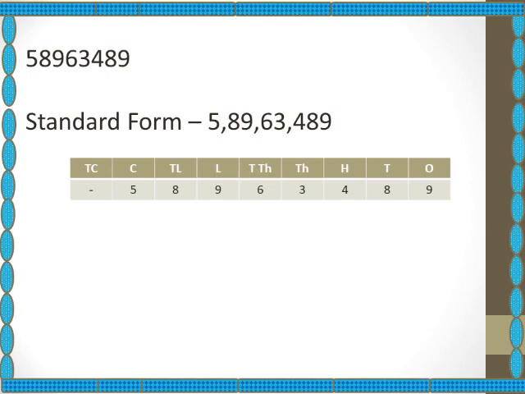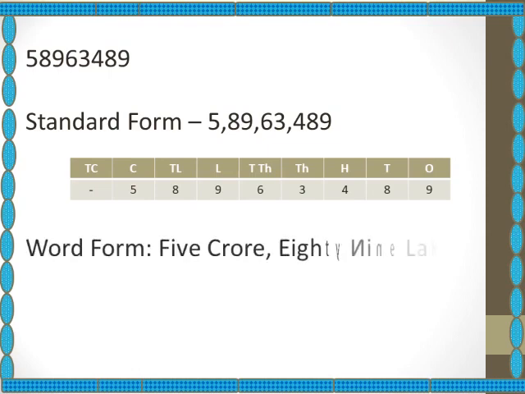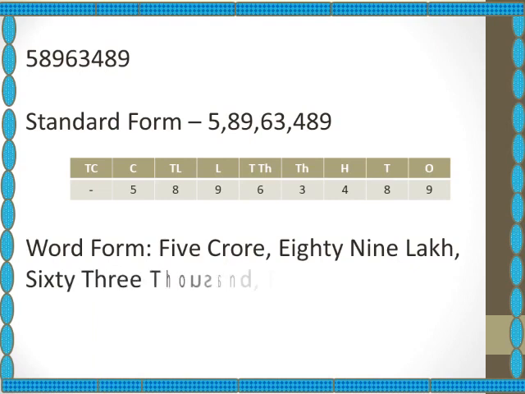How do you read this number? The best way to read this number is to write the places on top of each digit. On top of 9 you will write ones, on top of 8 you will write tens, on top of 4 you will write hundreds, on top of 3 you will write thousands, on top of 6 you will write 10,000, on top of 9 you will write lakh, on top of 8 you will write 10 lakh, on top of 5 you will write crore. So then it will be easy for you to read this number.